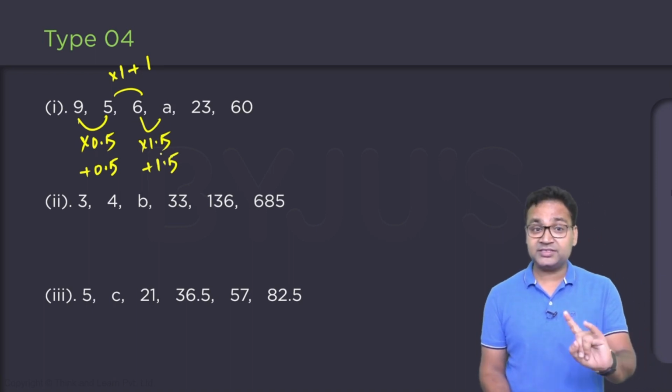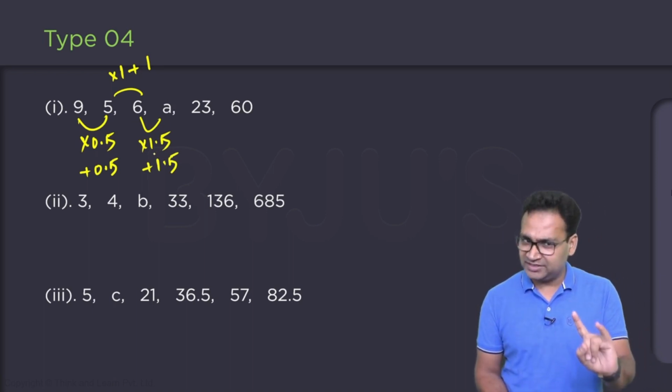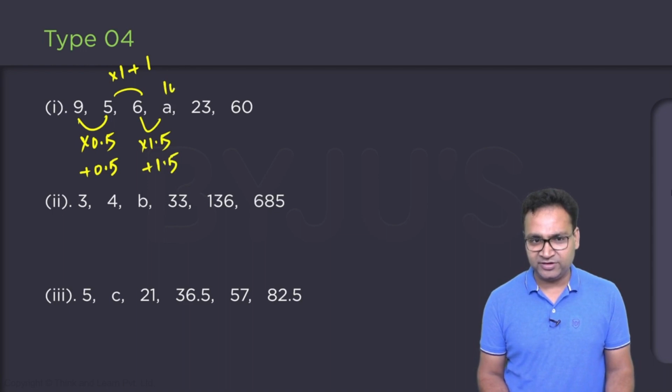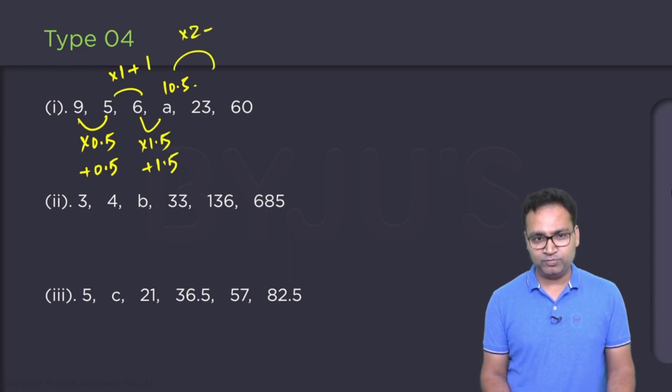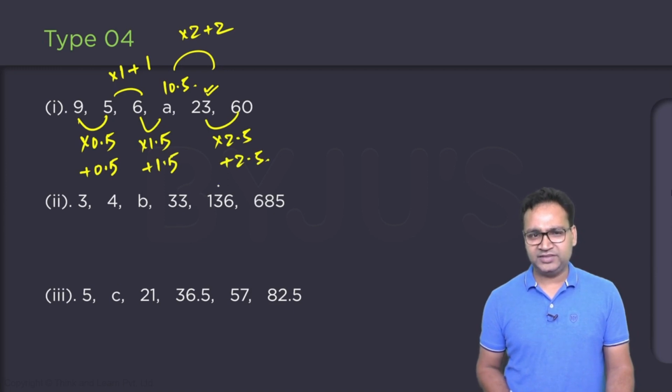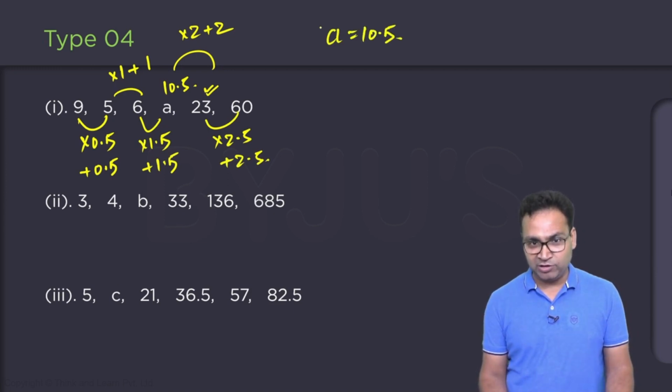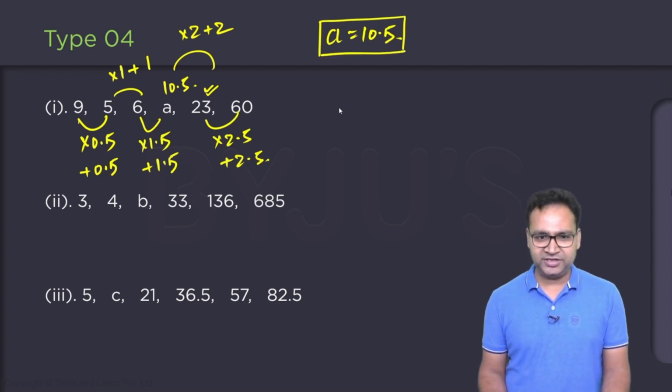Let's look at 6 into 1.5 is 9. 9 plus 1.5, 10.5. Clear? 10.5 is the number, right? Now multiply by 2 plus 2, yes, 23. So this should be into 2.5 plus 2.5. That means I get the value of A is 10.5. I also get the trend. I also get the pattern. I don't think there is any doubt.